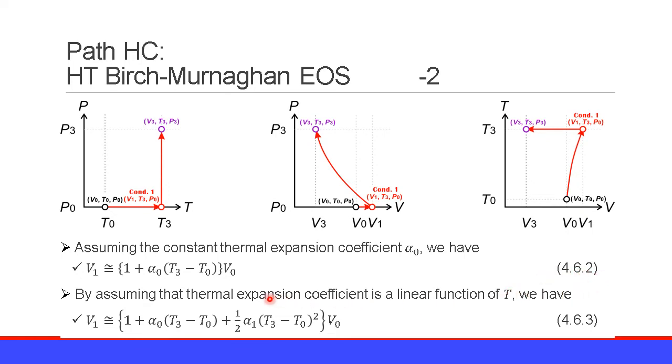If we consider the thermal expansion coefficient as a linear function of temperature, then volume V1 is nearly equal to 1 plus alpha 0 times T3 minus T0 plus 1 over 2 alpha 1 times T3 minus T0 squared, times V0, equation 4.6.3.